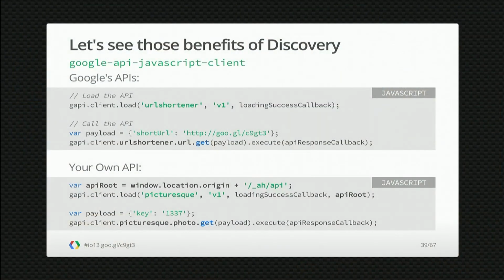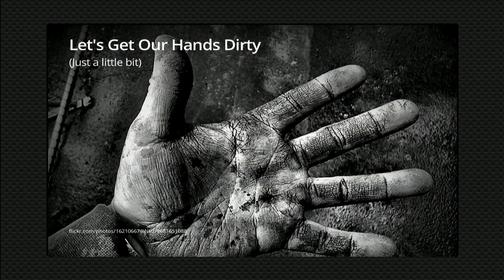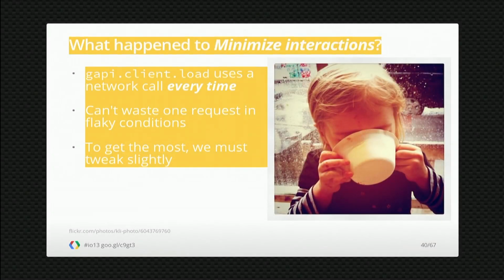So in the same fashion, we specify our API name and version to gapi.client.load, but we also need to specify an API route, because we can't host our APIs on googleapis.com if we're not Google, right? And then to actually call the API, it's the exact same thing. gapi.client, API name, the resource, then the method, and you got it. It's the exact same thing. So I got this.